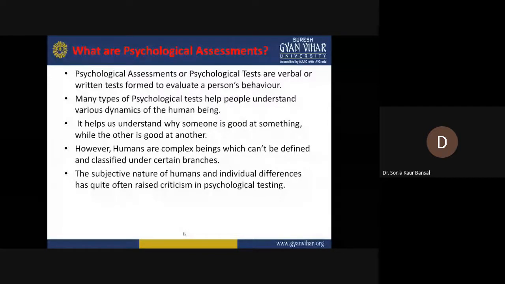You want to understand how intelligent the person is, where the IQ level stands. You can test that psychologically.